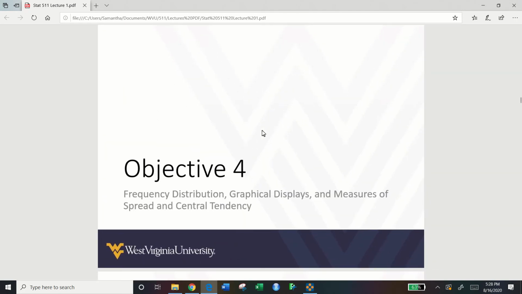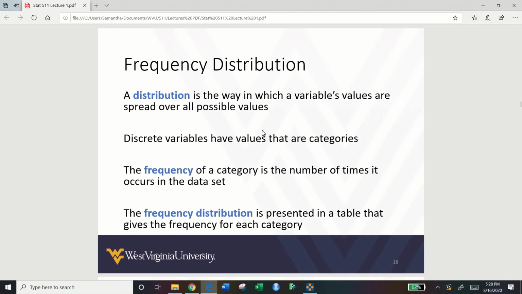This brings us to the last objective of this first lecture video, and the one that we're going to spend the most time focusing on, which is frequency distribution, graphical displays, and measures of central tendency. So first off, let's talk about the frequency distribution. A distribution is the way in which a variable's values are spread over all possible values. Discrete variables have values that are categories, which we know as before. So the frequency of a category is the number of times it occurs in the data set. The frequency distribution is presented in a table that gives the frequency for each category.